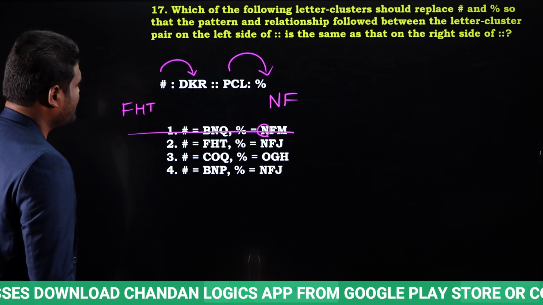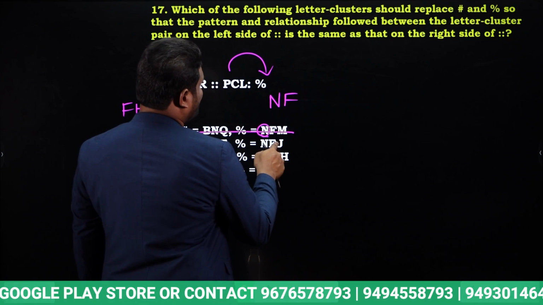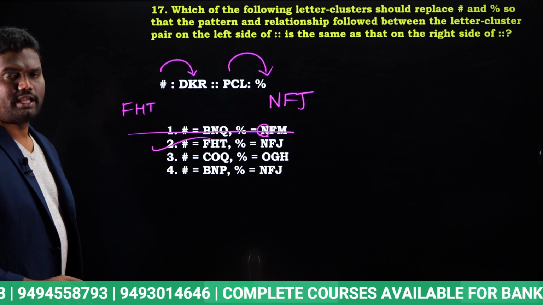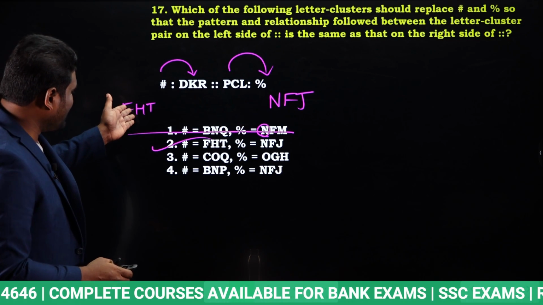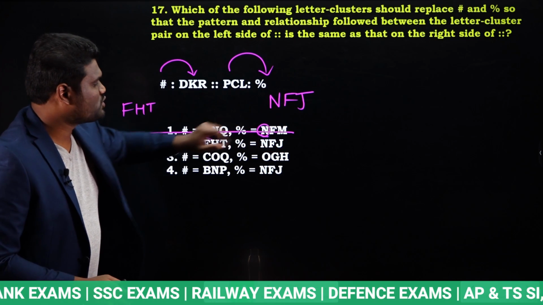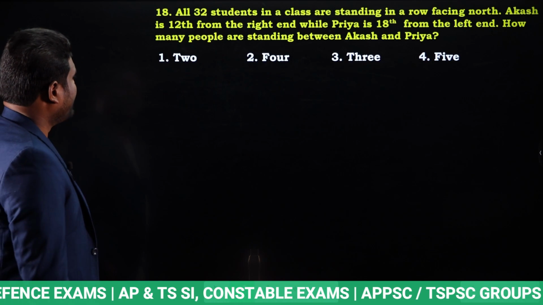T minus 2, I will get R. Similarly, N minus 2, I will get J. Yes or no? Which means option 2 is going to be the right answer. Whatever logic we are following here, the same logic is applicable here. So, the answer for this question will be option 2. Is that clear? Next one.